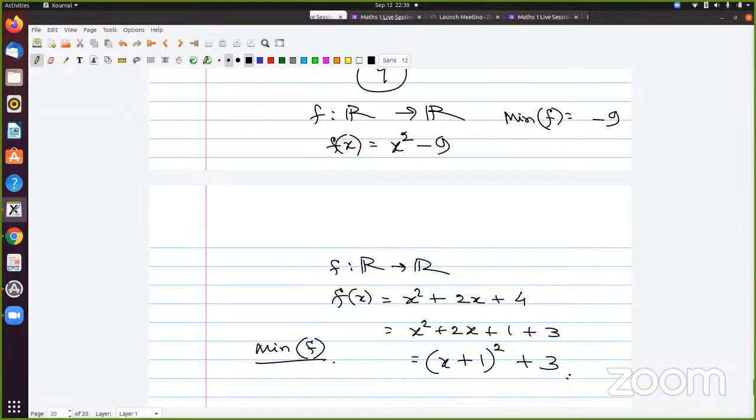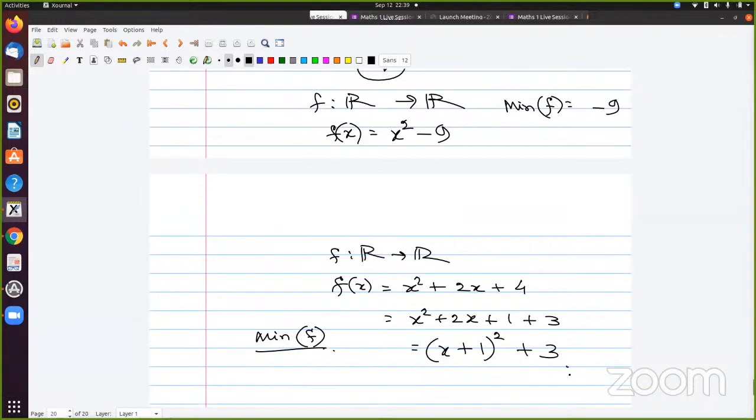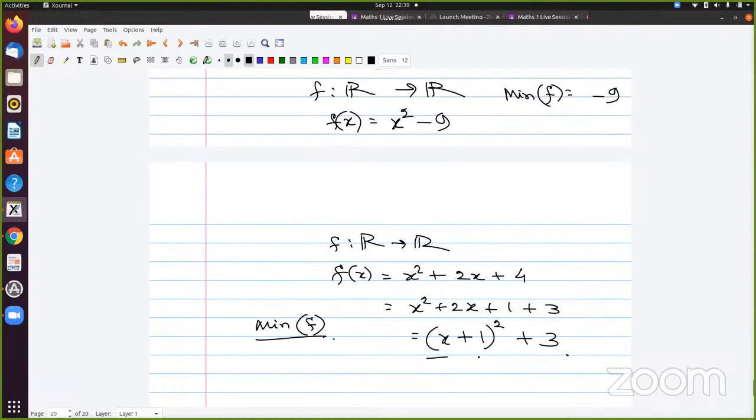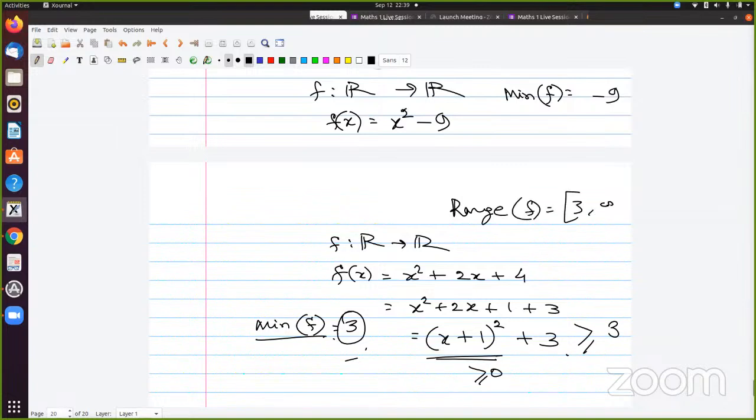Can I write this function as this? Yes, sir. This square portion is always greater than or equal to 0, right? So the whole function should always be greater than or equal to 3. So the minimum value will be 3. Clear? What is the range of this function? Greater than or equal to 3, so 3 to infinity.